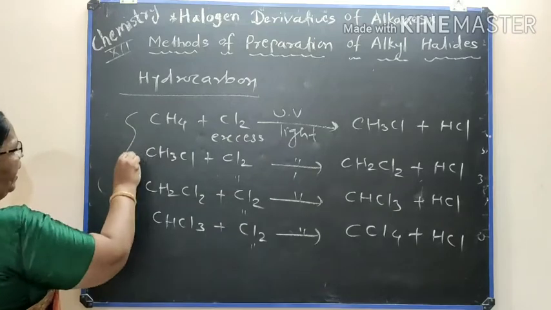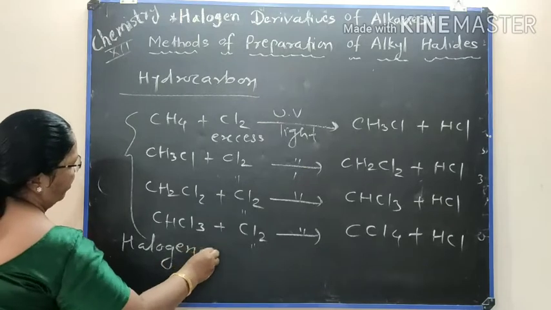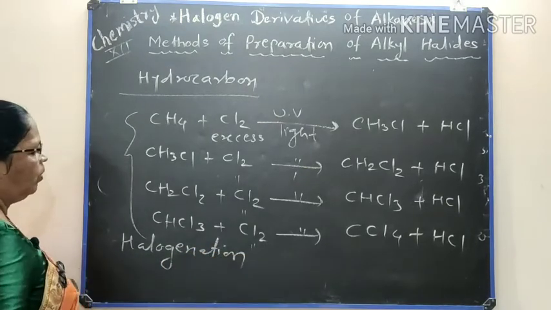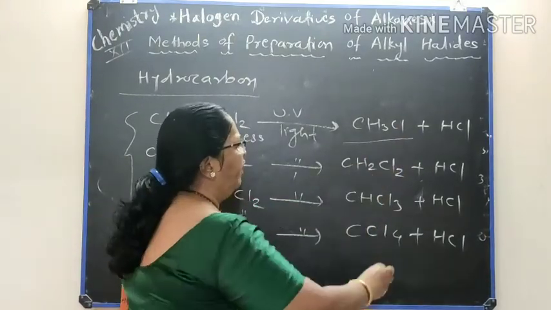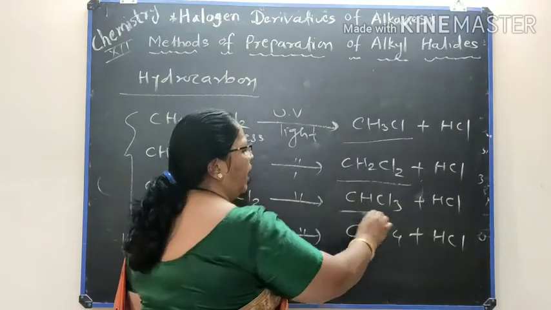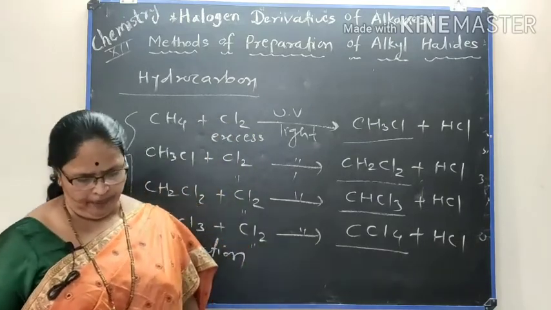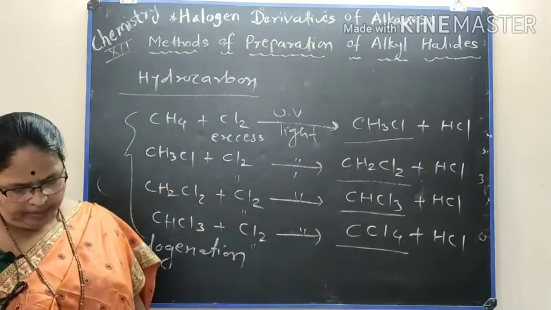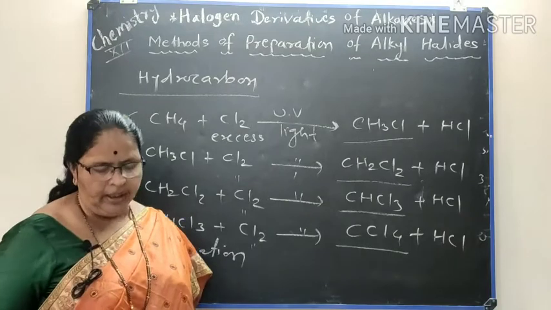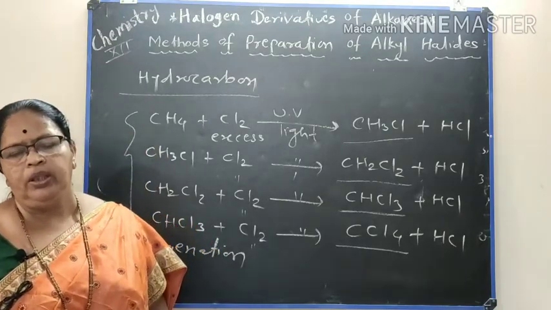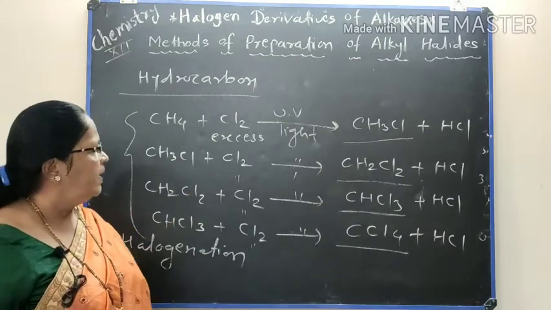This reaction is mainly considered as a halogenation reaction. In this, here monohalogen derivatives is obtained, dihalogen derivatives obtained, trihalogen derivatives as well as tetrahalogen derivatives are obtained, and this is mainly considered, that means from saturated hydrocarbons alkyl halides are formed, that is monohalogen, dihalogen and trihalogen as well as tetrahalogen derivatives are obtained by this process.